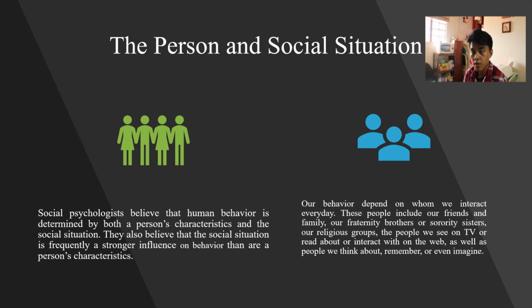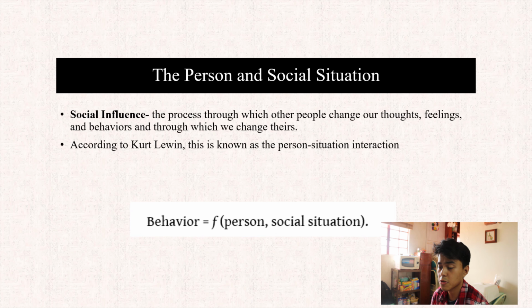They also believe that the social situation has a stronger influence on the behavior of a person rather than the person's characteristics. Our behavior depends on whom we interact with every day. Examples of these are friends, family, sorority brothers, organization friends, religious groups, people we see on TV, the people we read or interact with on the web, as well as the people we think about, remember, or even imagine. So here is a terminology: the process by which people change our thoughts, feelings, and behaviors, and through which we change theirs, is known as social influence.